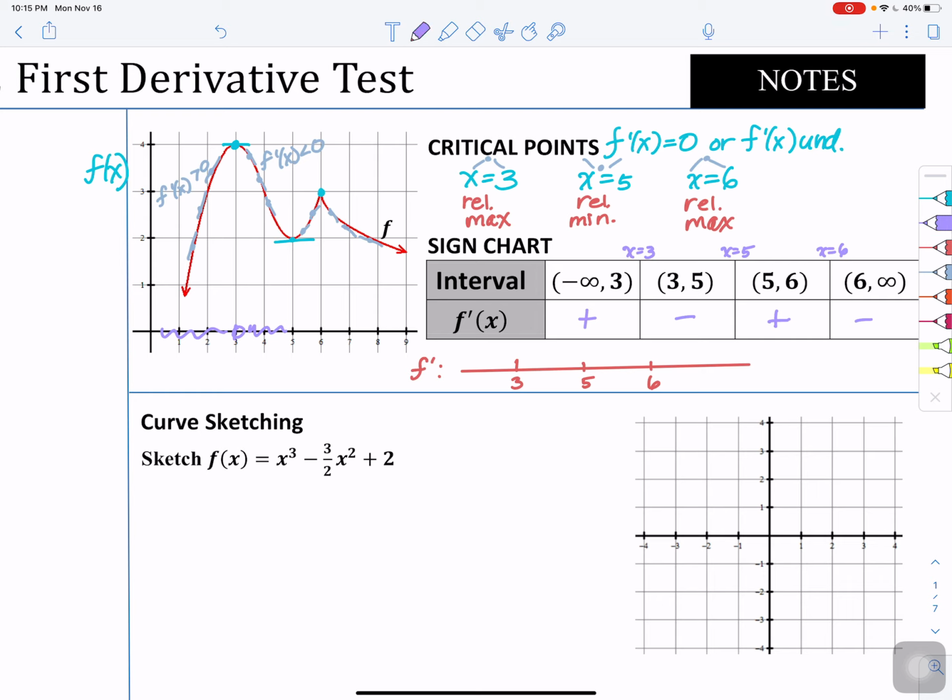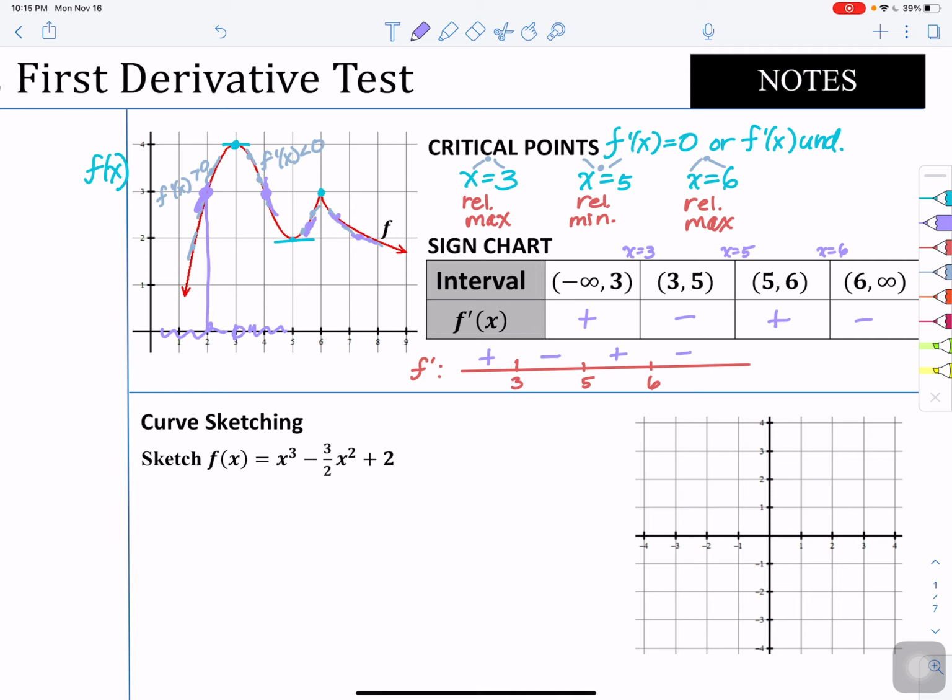So for any number between negative infinity and 3, let's just choose 2. We'll look at 2 and see what the derivative is there, and of course it's positive. Between 3 and 5, we'll pick 4, and at 4, that derivative is negative. For any number between 5 and 6, let's just look at 5.5. That derivative is positive. And anywhere beyond x equal to 6, we see our derivative is negative.